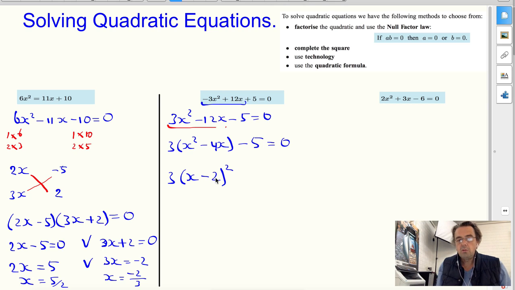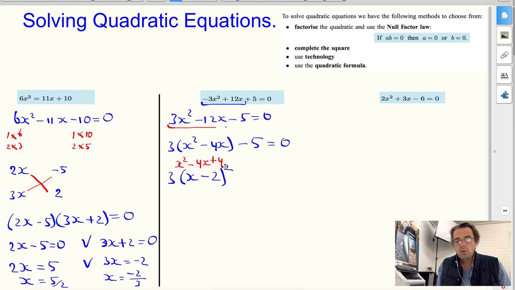This x take 2 in brackets squared is x squared, 2 times negative 2 times x, negative 4x, the double product, and the negative 2 squared is in there as well, which is plus 4. All of this is multiplied by the 3. Now, I had my x squared right there. I had my negative 4x right there, so that's all good. But this plus 4 here, I have now introduced by completing the square.